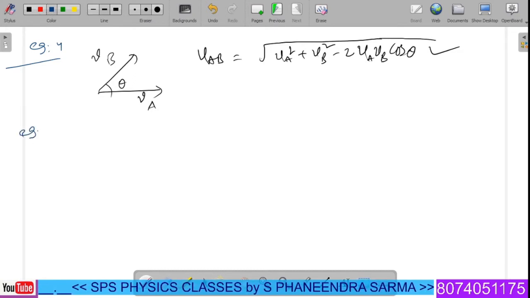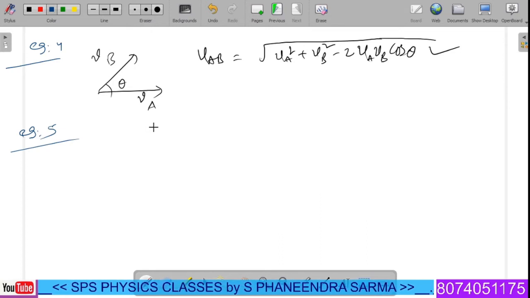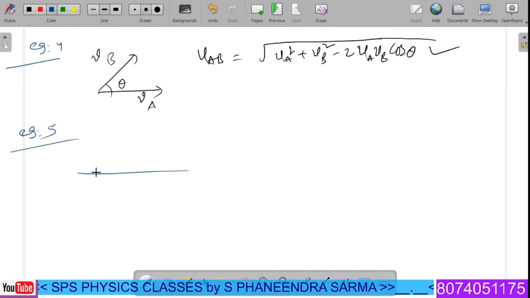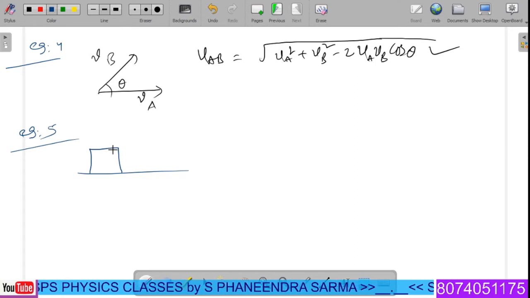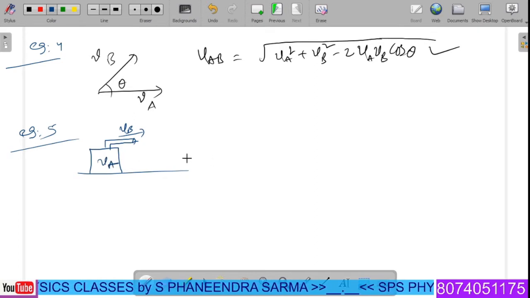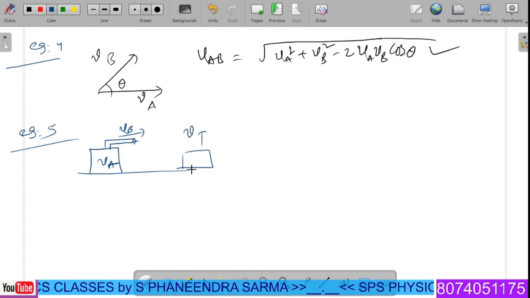Next, example number 5. Let us take this example. Suppose here is a flat ground, and here is a device, something like a vehicle, which contains a long cannon. It can eject a bullet with a speed of VB from it, and the vehicle is moving with a speed of VA. This is the target vehicle, which is moving with a speed of VT, on the road like this.